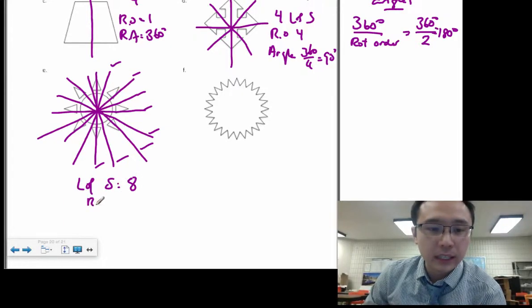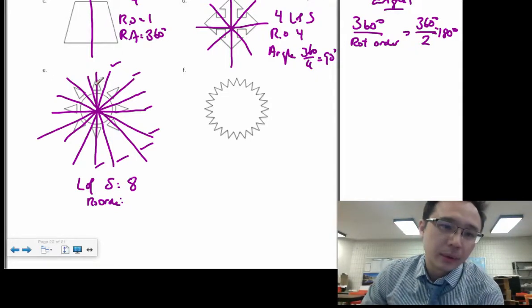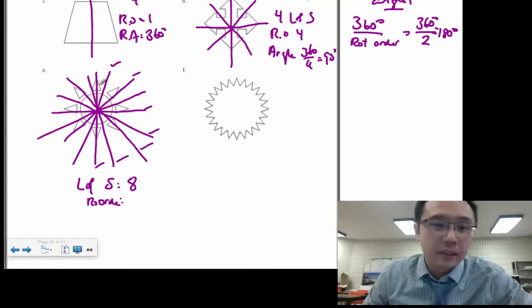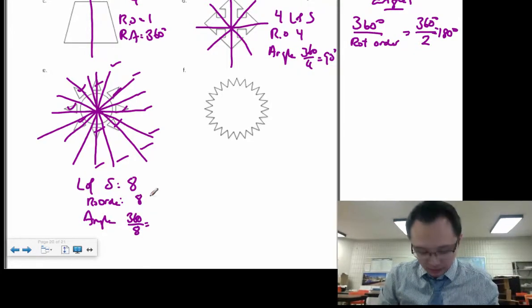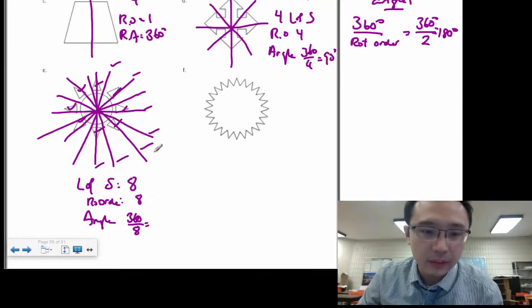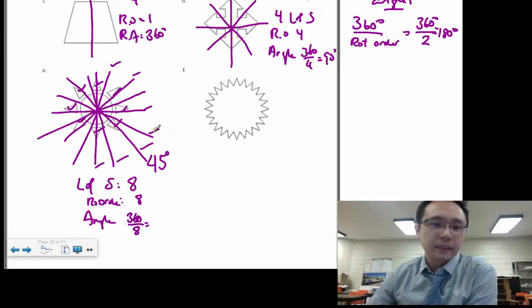And then the rotation order, that is going to be, let's see, 1, too bad I can't rotate this, there's going to be 1 shape here, 2, 3, 4, 5, 6, 7, and 8. So we have an 8 rotation order. So the angle of rotation is going to be 360 divided by 8, which is 45 degrees. So if you rotate this 45 degrees, it'll look exactly the same.